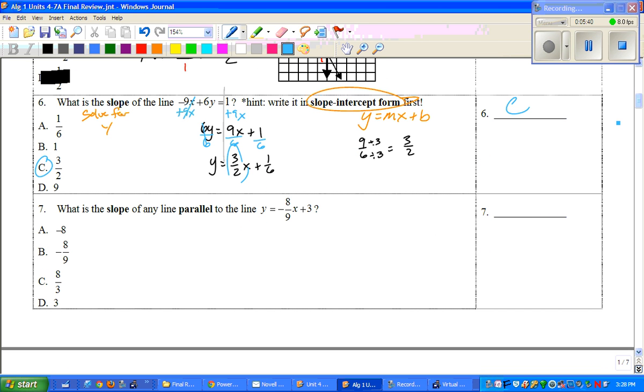Okay, number 7, what is the slope of any line parallel to the line y equals negative 8/9 x plus 3? Remember that the word parallel means same slope, okay? So I want the same slope. So that's it. Find the answer that's got the same slope.